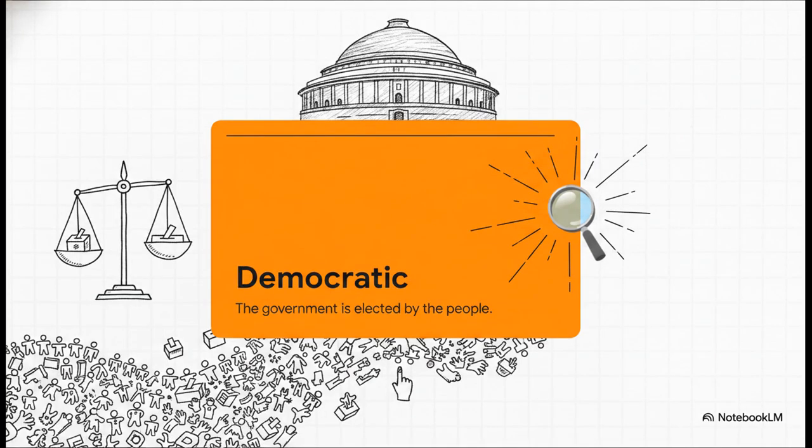Fourth, we have democratic. This brilliantly illustrates where the power actually comes from. Democratic means the government's authority is entirely derived from you, the people. The people hold the cards, and they play them by electing the government that serves them. It is simple, it's direct, and it's incredibly powerful.